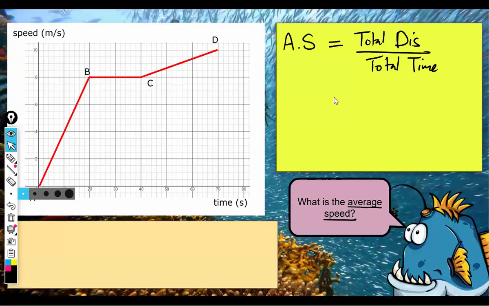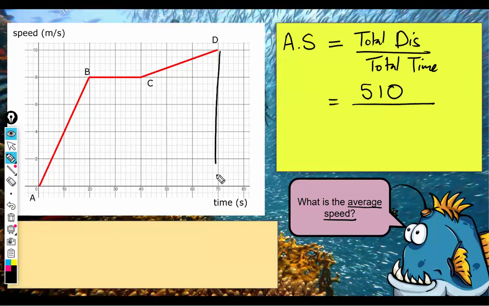Remember from the last part, the total distance was 510 meters, right? Remember when we found the area underneath the entire graph, the area represented the distance. And how long did it take to do this? What time is this? 70 seconds. Right, I know some of you said we're going to get a decimal, no problem. 510 divided by 70 is 7.28 meters per second. Because speed is measured in meters per second.